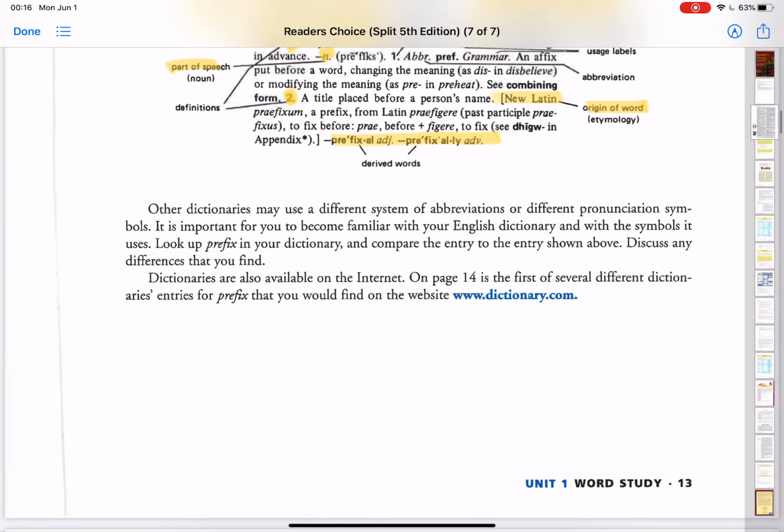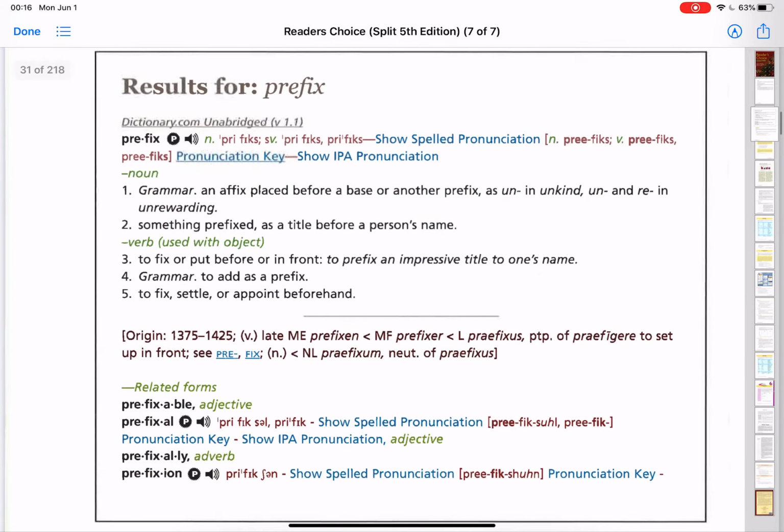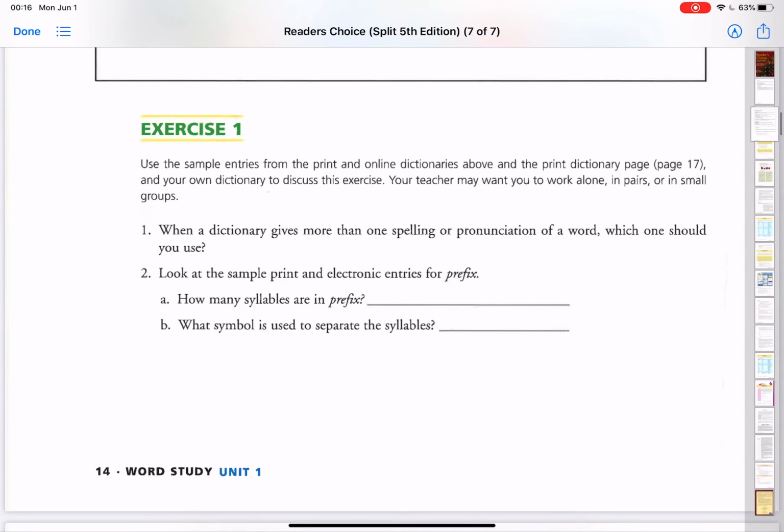So your textbook mentions dictionary.com. It's also a good site, but I think learnersdictionary.com is a little bit better for non-native speakers of English. They have here in the textbook an example from dictionary.com of what that might look like. So when you do the exercises here in the textbook, you're going to use the example dictionary results in your textbook, but you can also use your own online dictionary, or you could use learnersdictionary.com if you want to help you answer some of these questions.